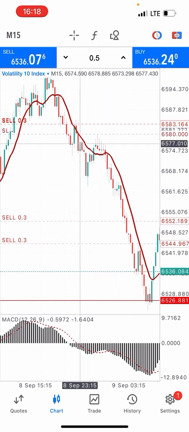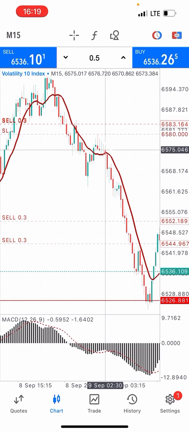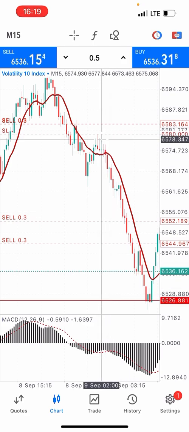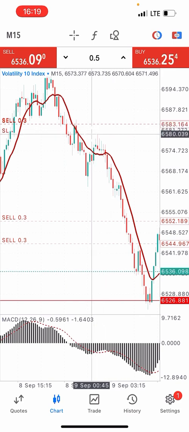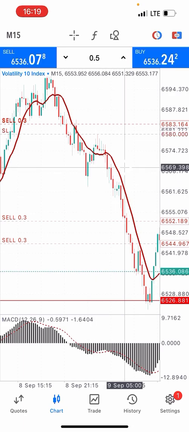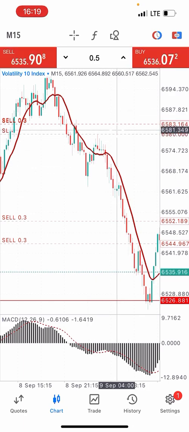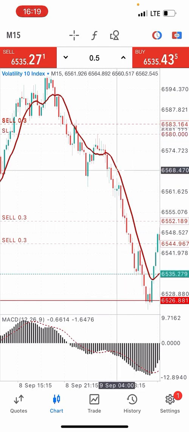So now, since the market has formed two lower highs, I would then just move my stop loss to the previous one. So right now my stop loss is just at the previous one. So even if the market decides to return back to the upside, it's just going to hit my stop loss without me losing anything. So this is a risk-free trade right now for me.